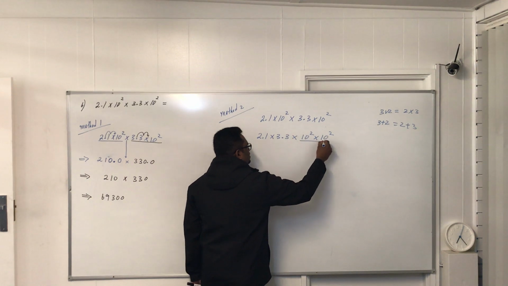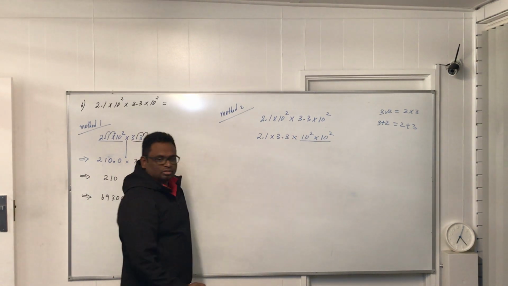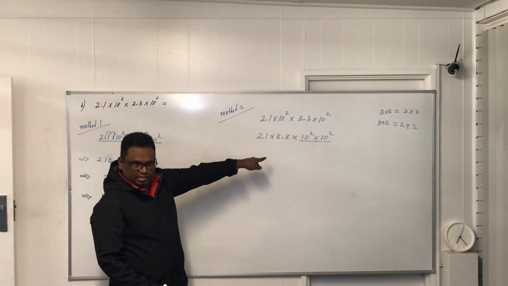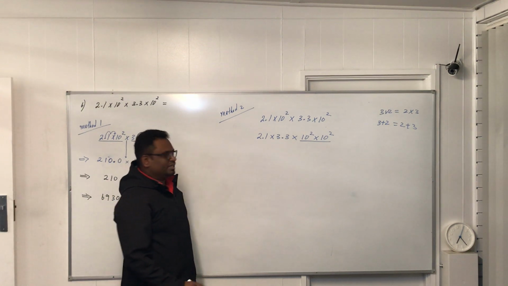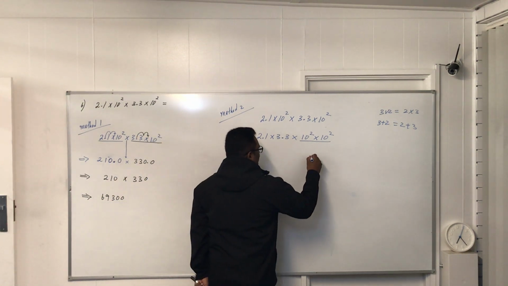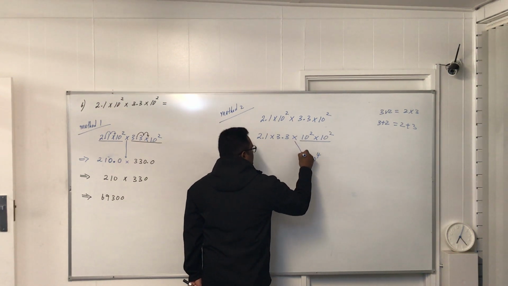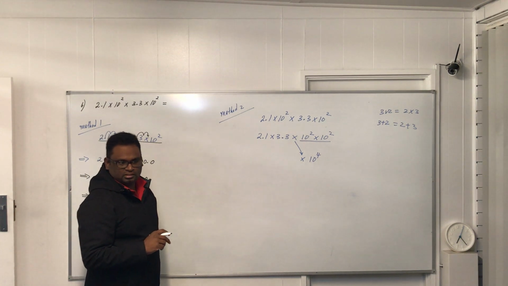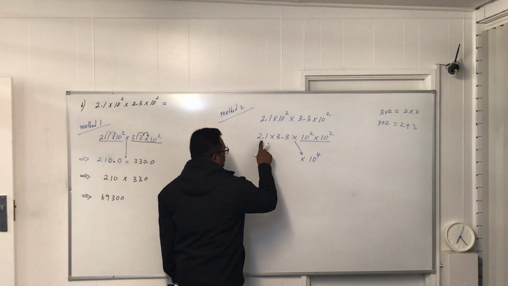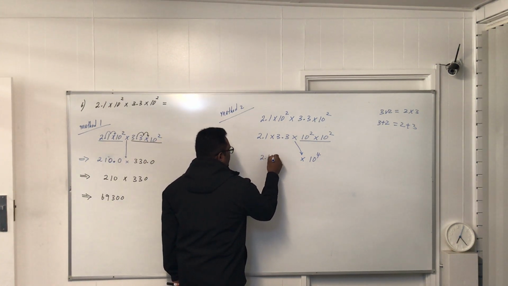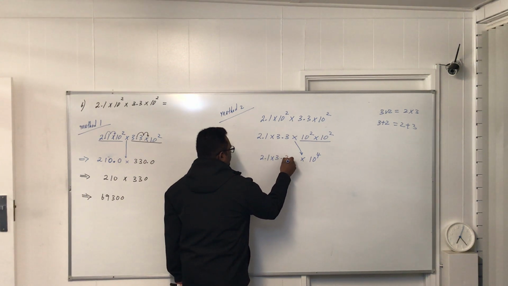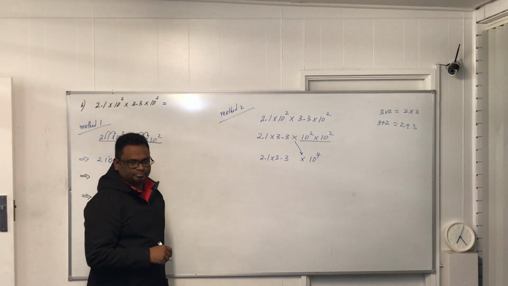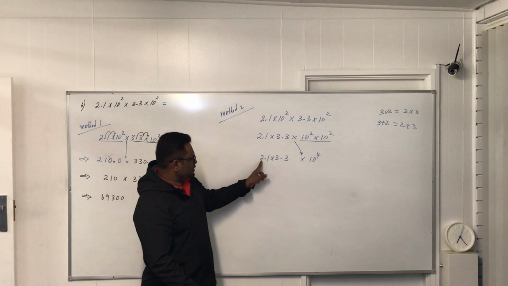Now it is asking me to consider that part first. 10 to the power 2, 10 to the power 2, and that is easy peasy. That would be 10 to the power 4. I'm going to copy this multiplication over here. All good, guys? Then what I will do, 2.1 times 3.3, I will copy. Now you tell me how to simplify this.